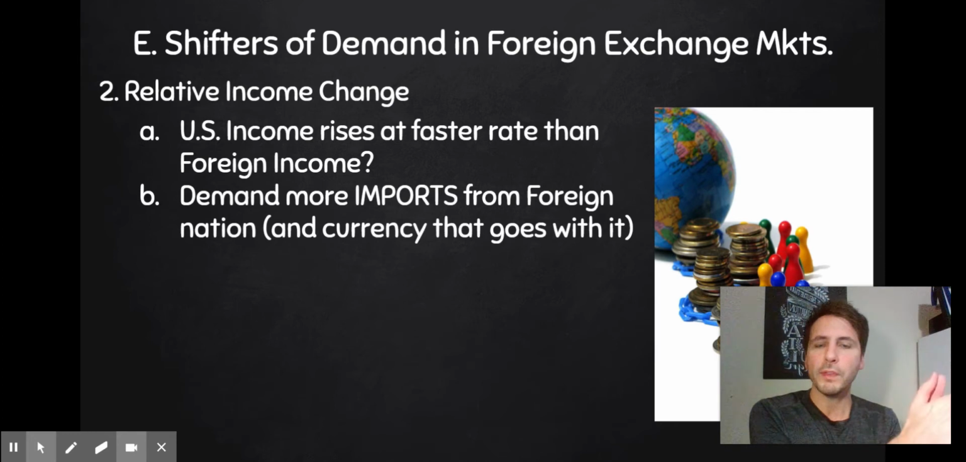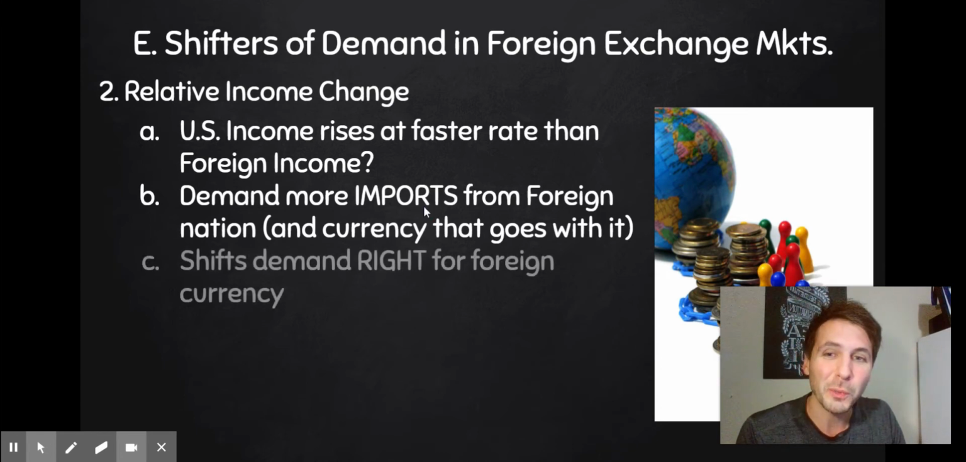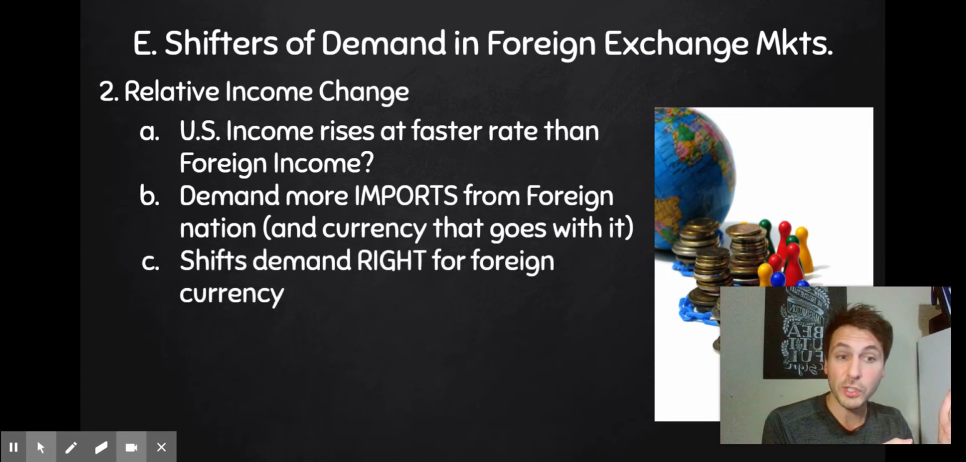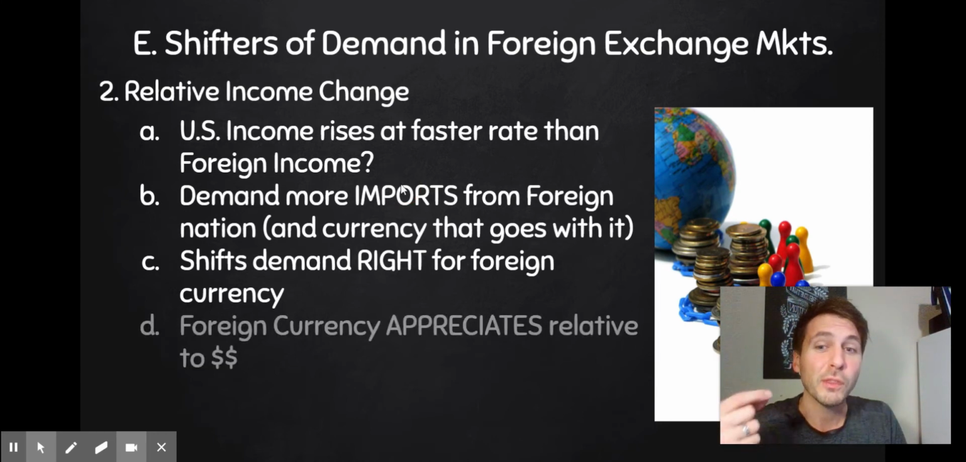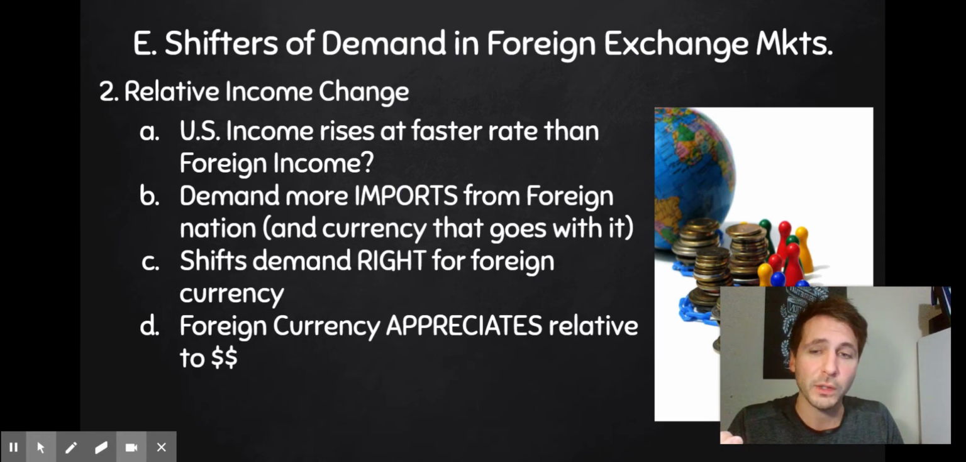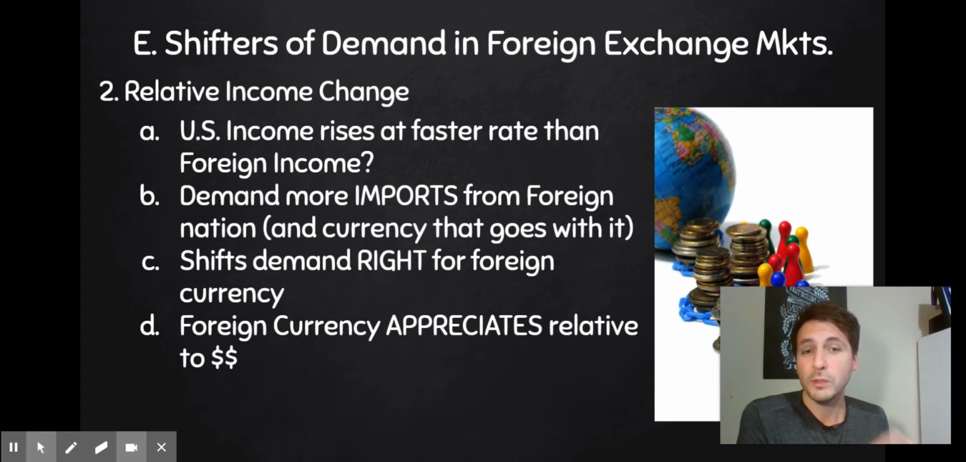So when I want more of that foreign good, because I have more money, might as well buy some imports as well, then the demand for that currency will go with it, which means the demand will have a shift right for that foreign currency. When demand shifts right for the foreign currency, there is going to be an appreciation of that currency relative to the American dollar. When that happens, we know that there has to be depreciation of the American dollar relative to that foreign currency. That's just how it works, right?